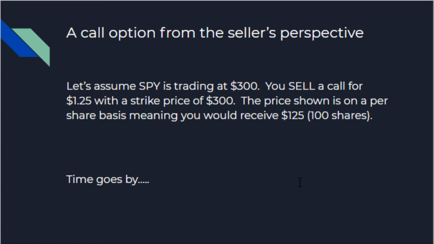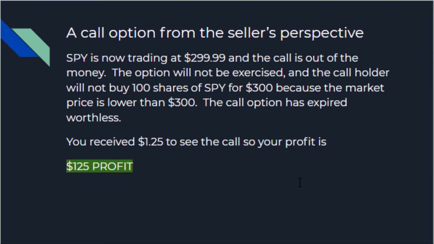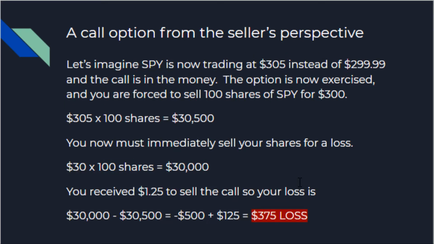So let's assume you sold a call option. SPY is trading at $300 and you sell a call for $125 with a strike price of $300. Again, it's shown on a per share basis, so you would receive $125 for selling that option. Now, SPY is trading at $299.99, so that means that the call is going to expire out of the money. The option is not exercised, nothing happens, and you keep that credit of $125.